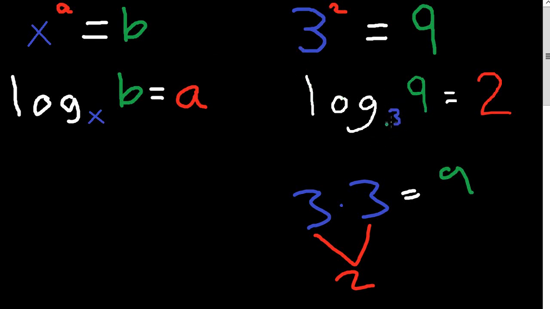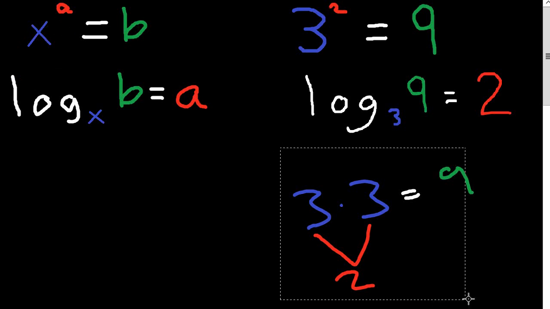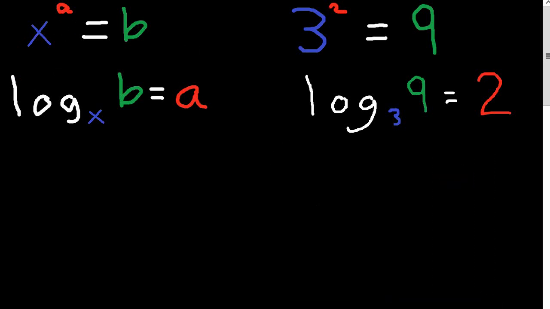With a logarithm, we're saying, what power do we have to raise 3 to? How many times do we have to multiply it by itself to get to 9? And our answer is 2. Similarly, over here, we have an algebraic example. We say x times itself a times is equal to b. But with the logarithm, we're asking what a is. How many times do we have to multiply x by itself to get b?